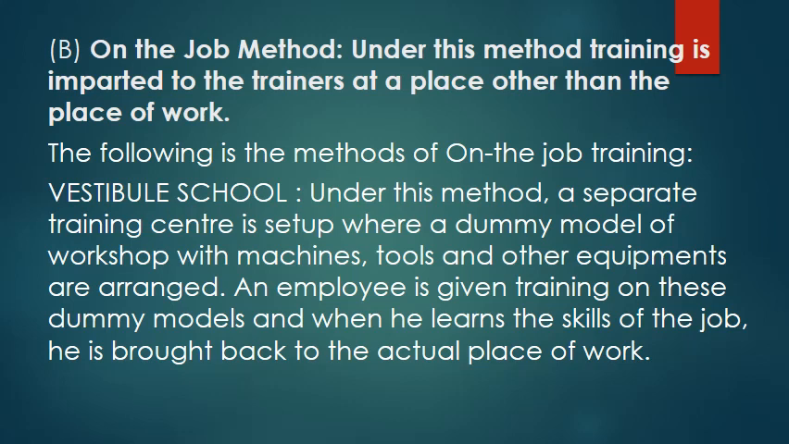So in our textbook, only one method is discussed, and that is vestibule school. Under this method, a dummy model of machines, equipment, tools and other things is made, or we can say a dummy model of the organization is created with dummy machines, and the new employee is given the training over those dummy models, because the original machines are very sophisticated. So the employees cannot be given training on those sophisticated or very costly machines. They are given training on the dummy models, and when they become expert in working on these dummy models, they are brought back to the actual workplace. This method is called vestibule.